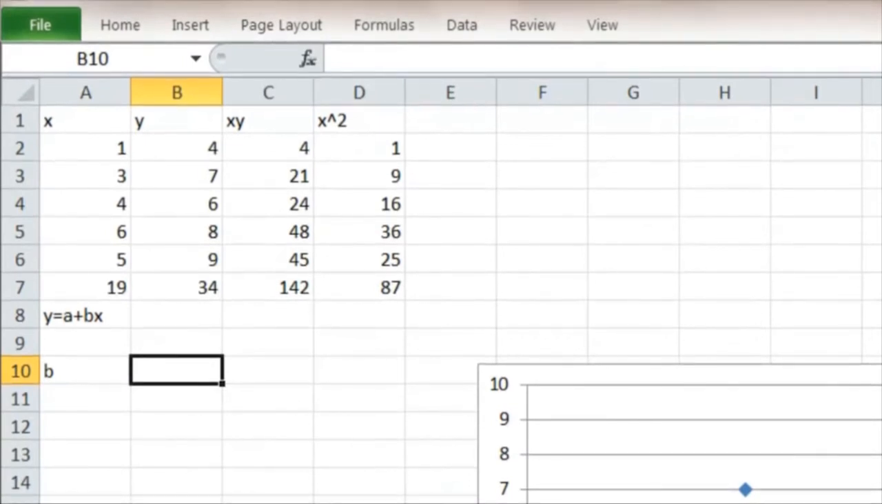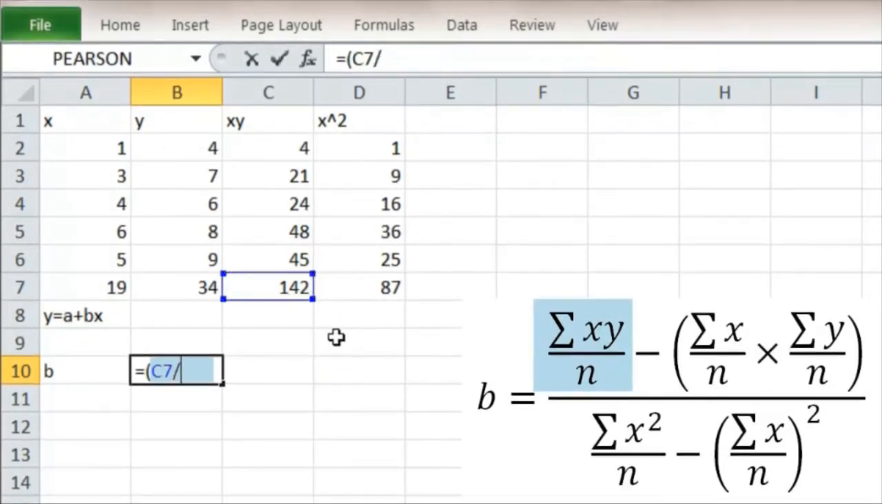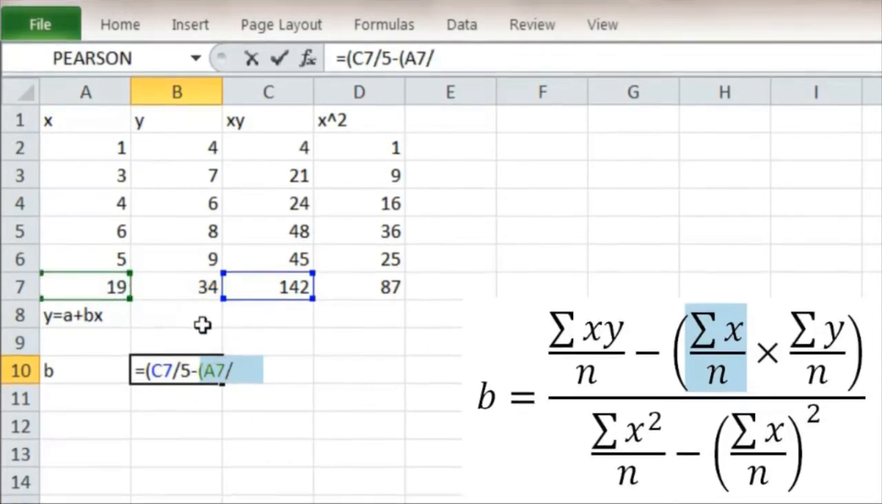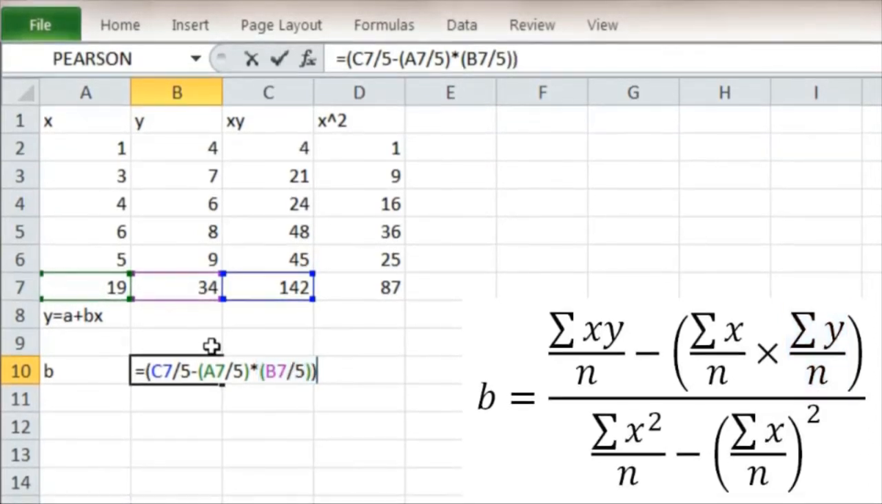So now we can work out b, the gradient, and it's given by the following formula. It's a quotient of two expressions, one divided by the other. The top one is the sum of all the xy's divided by how many there are. There's 5, so it's the average value of xy minus the average value of x, so that's sigma x divided by 5, times the average value of y, which is the total of all the y's, divided by 5. That's the top of our expression.